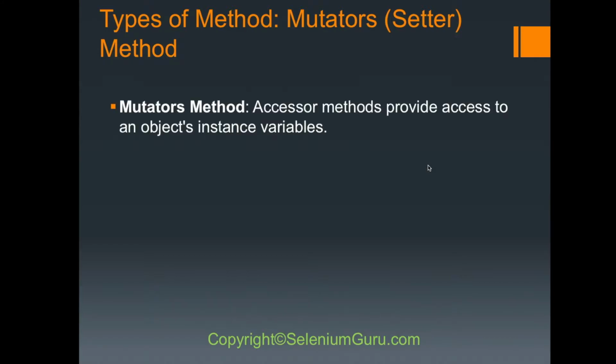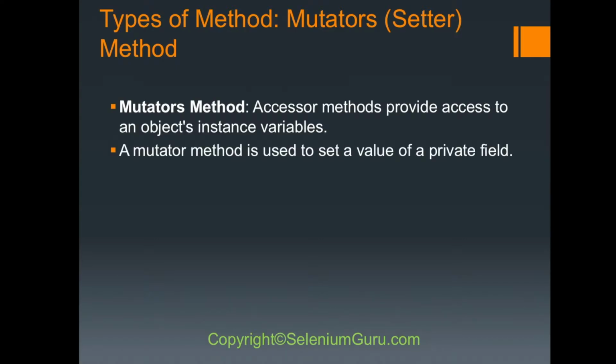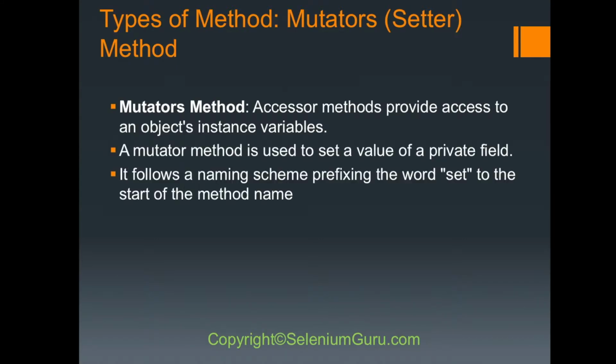Okay, so what is a mutator method then? Accessor methods provide access to the object's instance variables. Also, the mutator method provides you access to set the instance variable. The mutator method is used to set the value of a private field. It follows a scheme of prefixing the word set to the start of the method name. So before, on the getter method you have a get, right? And in this setter method you actually have a set.